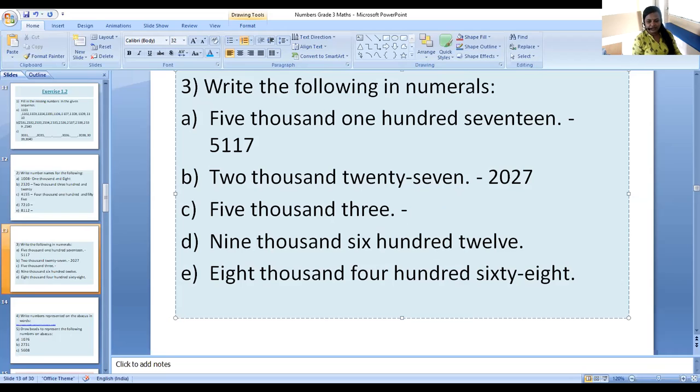5,003. So you read it as 5,000. Hundreds place no digit, tens place no digit. So we are going to write it as 0, 0 and 3.